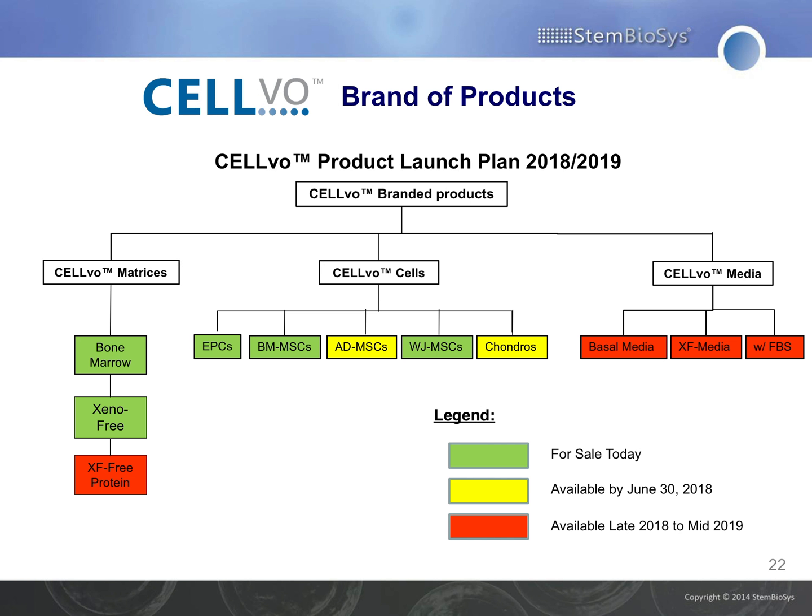So we have the matrix products. We now have cell products, and we plan later this year to be coming out with our own CELLvo media. This will be a basal media. We'll have a xeno-free formulation and one with fetal bovine serum. And as we go forward, we'll probably be bringing out media products specific to the different cell types that we offer as well. But that's part of our pipeline coming up in the near future.